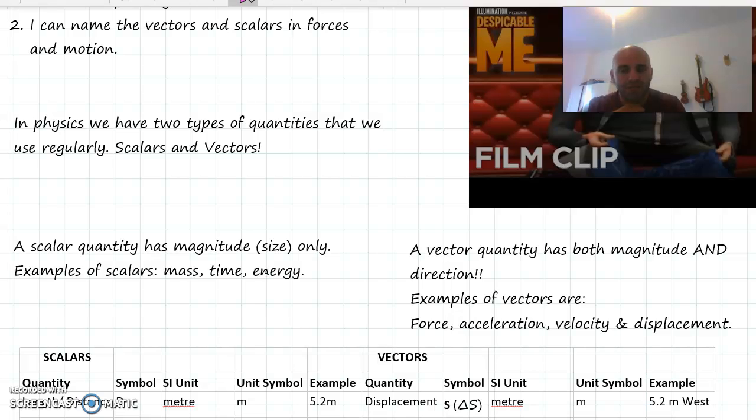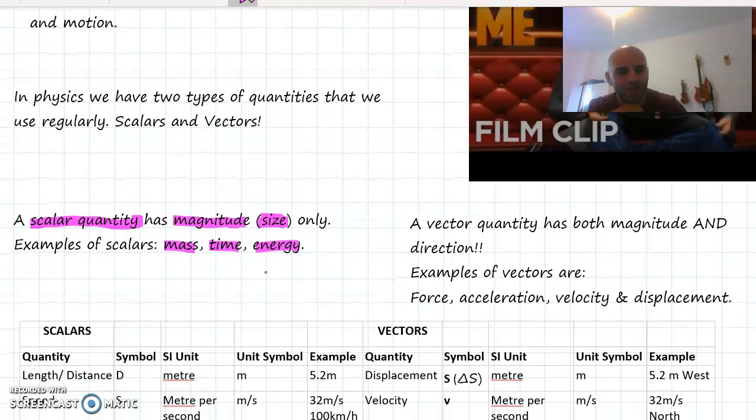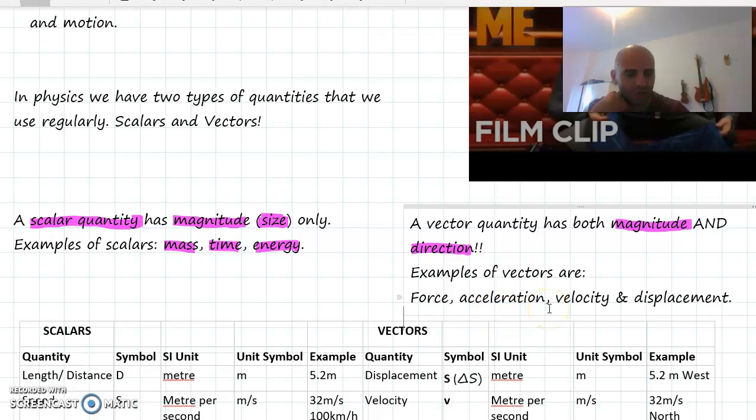So, just to summarize, a scalar quantity is something that only has size or magnitude. Okay, magnitude is another word for size. A couple of examples of that are mass, time, energy. A vector quantity, on the other hand, has got both magnitude and direction. So a vector quantity contains a little bit more information than a scalar quantity. A couple of examples there are force, acceleration, velocity, and displacement.